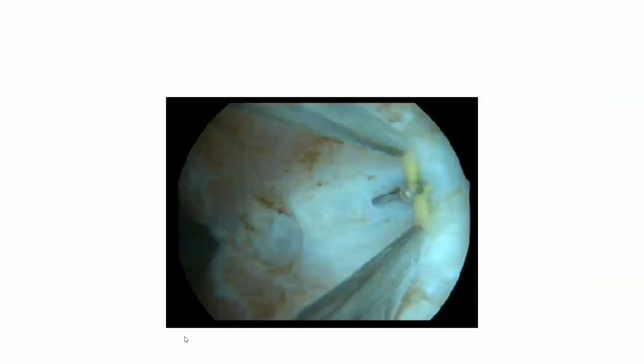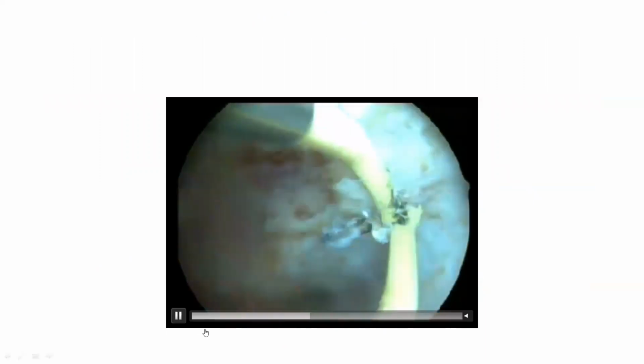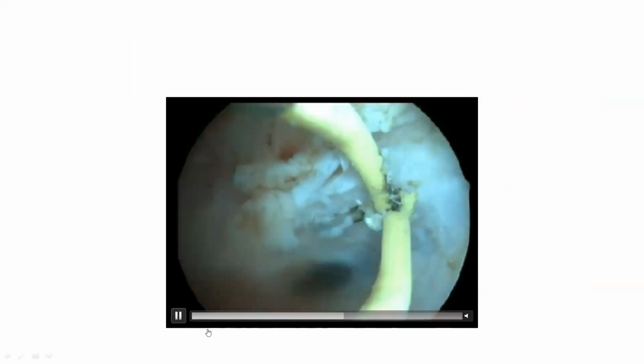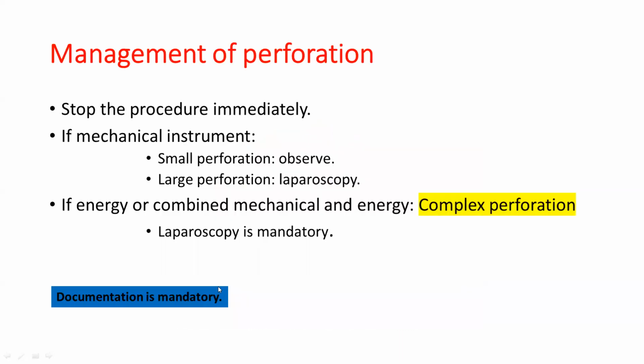And in this video, you can see cutting the septum. When you are cutting, bleeding starts, the field collapses, and there is poor visualization due to perforation. This perforation is seen by concomitant laparoscopy, and it is a common complication of over-treatment.